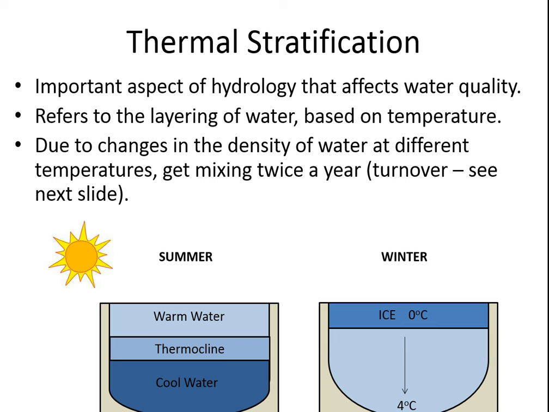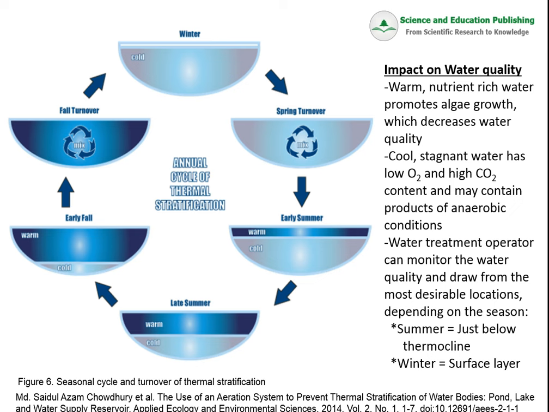Now, the impact that this has on water quality is that in the summer, those top layers of water tend to be very warm, and this warm nutrient-rich water promotes algae growth, and that decreases water quality. So you would not want to draw from that layer of water when you are taking water for distribution.